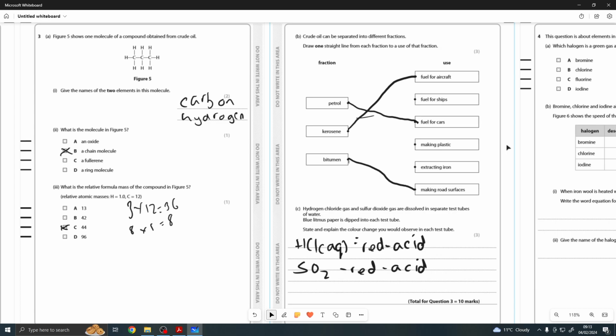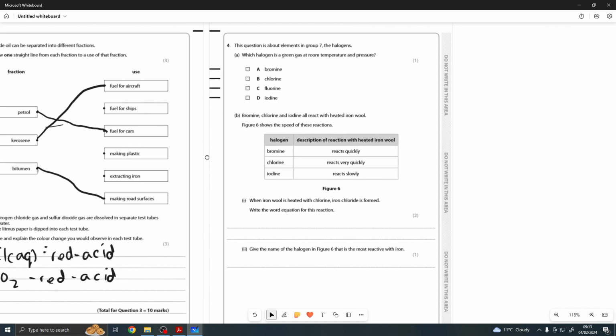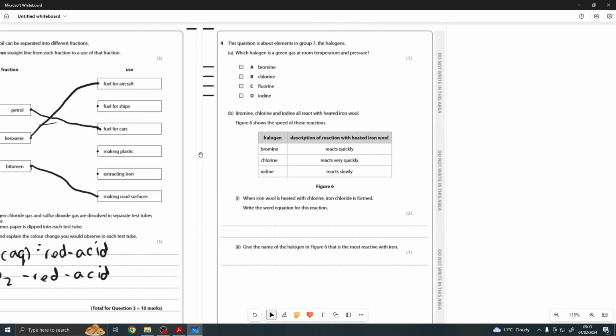Brilliant, well done guys, so far so good. Let's have a look at this last one. This is about the halogens in group 7. Which is a green gas at room temperature? Now, you've never seen or heard of fluorine before. We don't have that. It's ridiculously reactive. We're not allowed it. Bromine, you may or may not remember from looking at these in a test tube, is a red liquid. Iodine's a purple solid, so chlorine is the green gas.